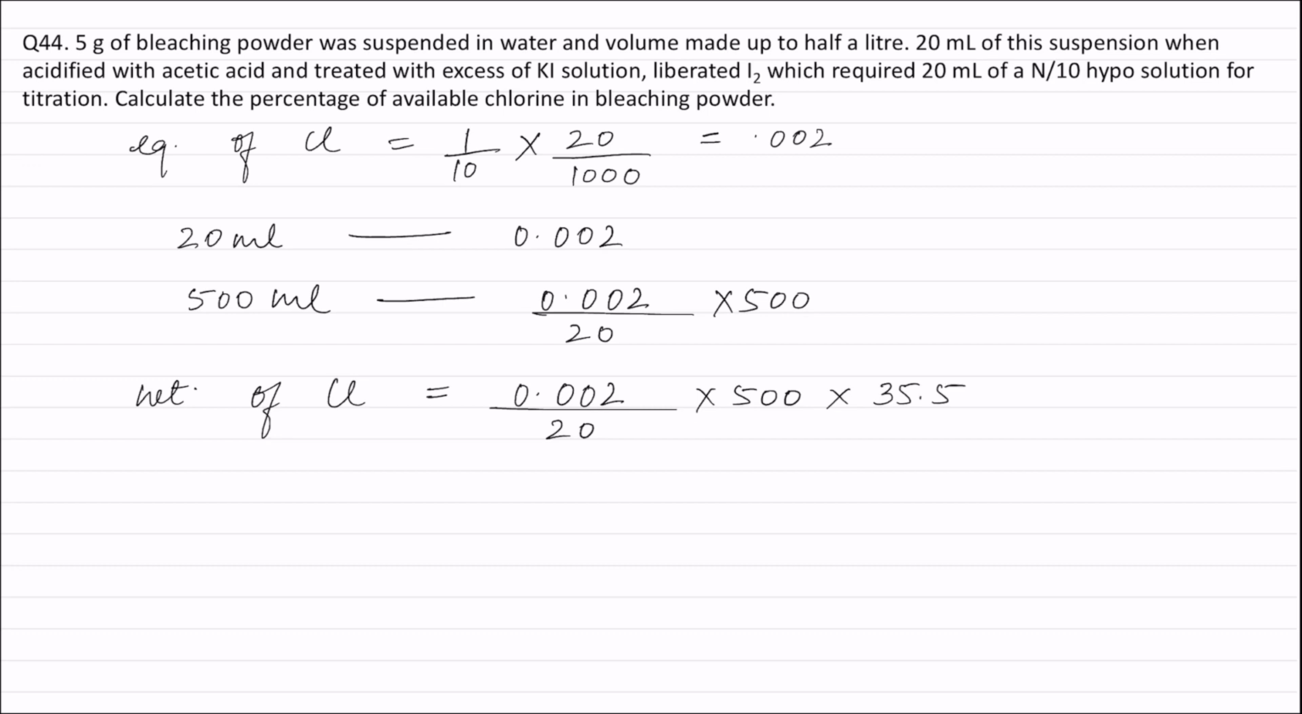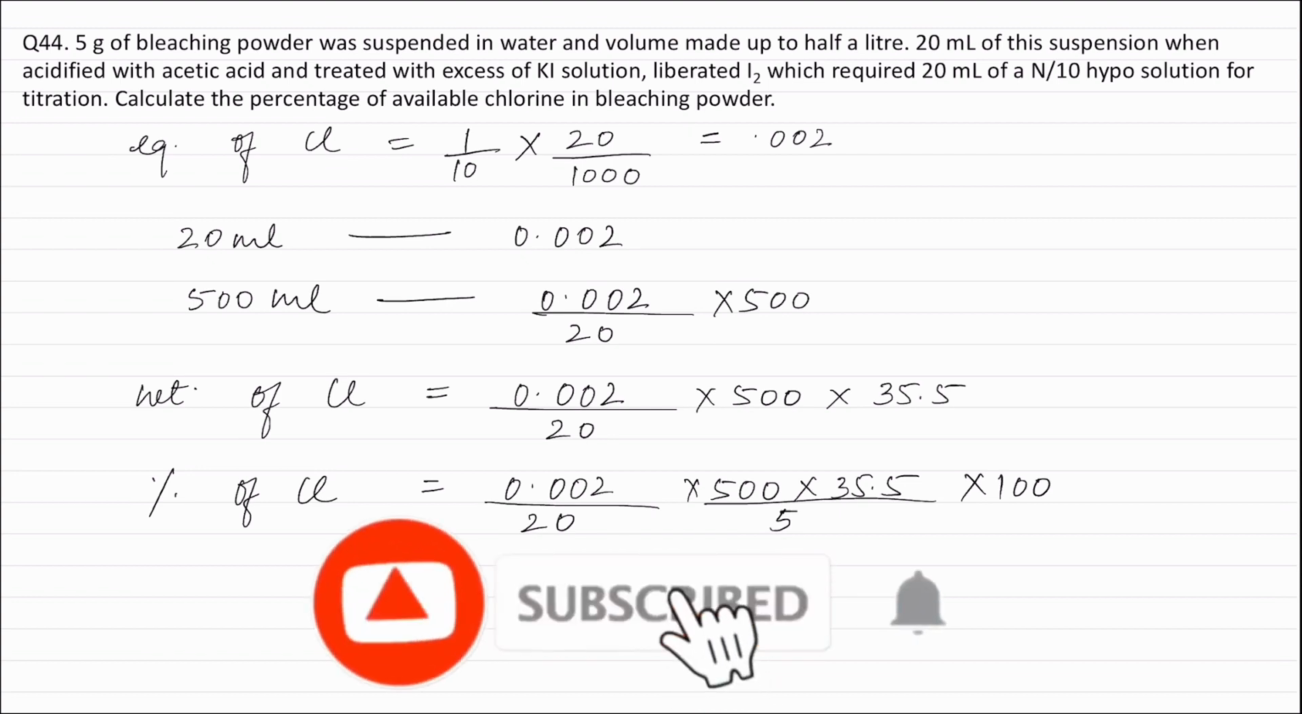And from this, percentage of chlorine will be equal to weight of chlorine, that is 0.002/20 × 500 × 35.5, divided by weight of bleaching powder, that is 5 gram, into 100. Solving this, the percentage of chlorine is 35.5%.